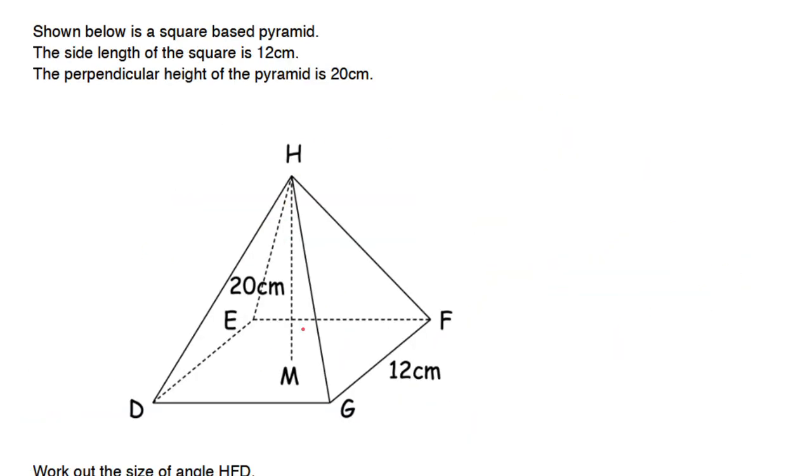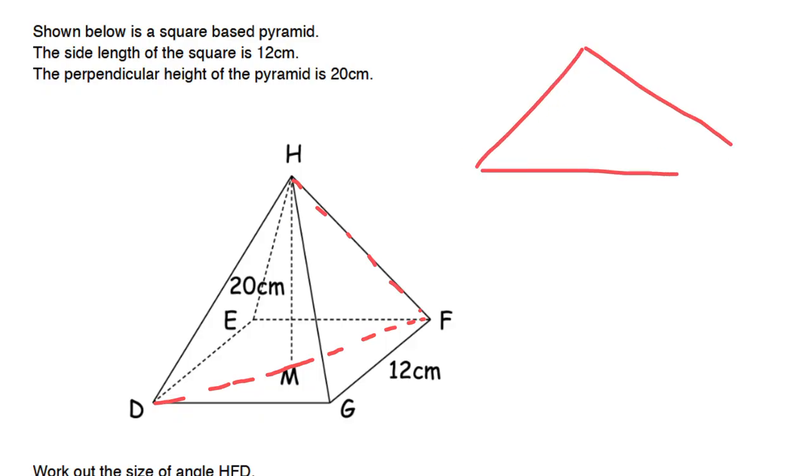Now, this is a really difficult question because instead of working with cuboids, we have a pyramid. Everything, unlike the last question, is labeled here, so we don't need to do anything with that. We know that this is a square, which is really important, and the question essentially asks us to work out the size of the angle HFD. Now, let me draw this out. HFD will essentially be this angle.